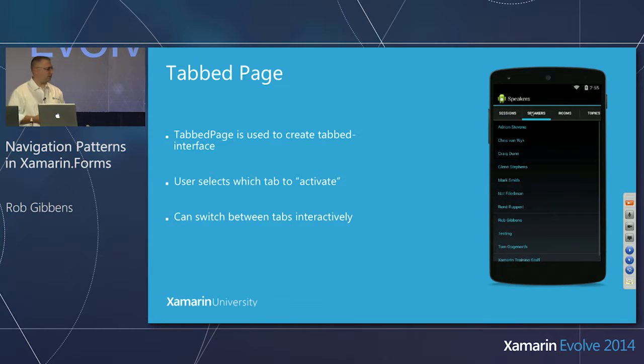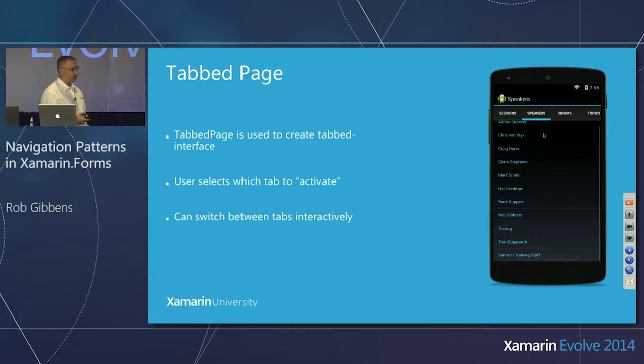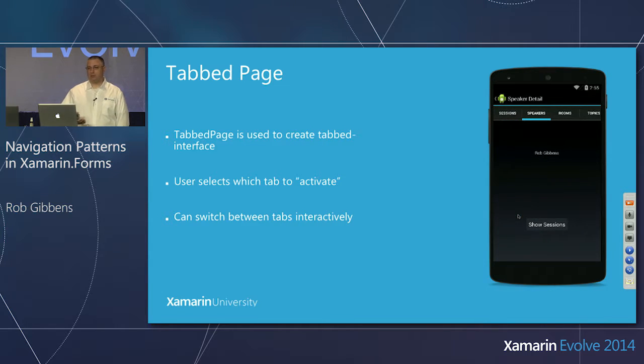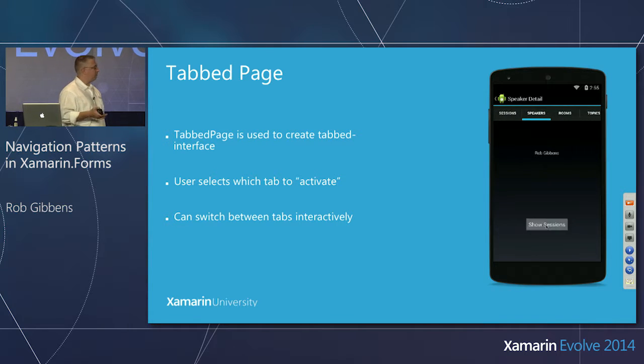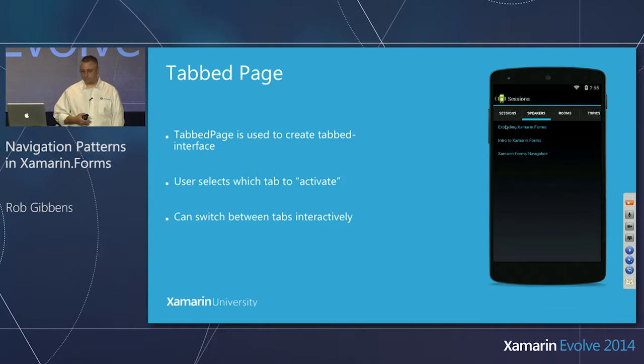So basic tab navigation in Xamarin Forms is done with the tabbed page class. And tabs are going to show at the bottom of the screen with a UI tab bar controller in iOS. They'll show at the top of the screen with action bar tabs in Android. And then they will use a pivot control in Windows Phone.